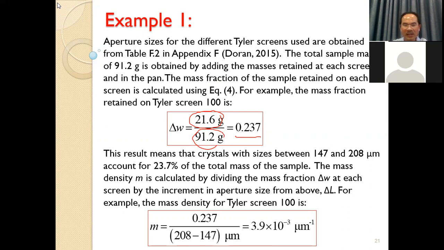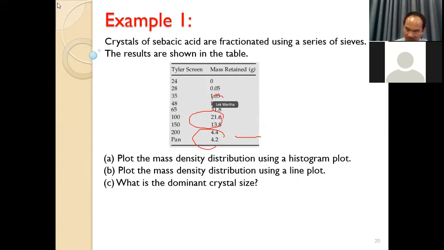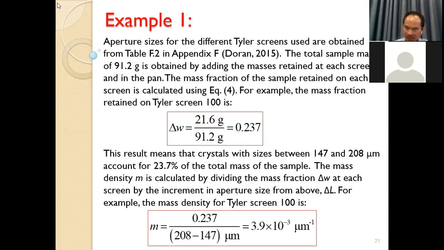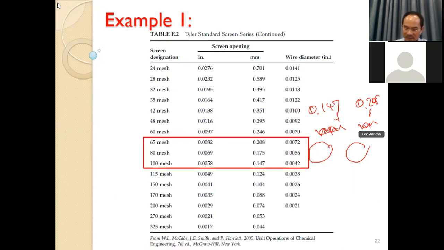And what is the size between these? You check the size between 100 and 65. This is about 0.147 or 0.208, and we have to decide whether to use millimeter or inch. The size is 0.147 to 0.208 millimeter, or 147 to 208 micrometer. This is the size between 100 and 65, since we use only 65 and 100, with nothing in between.